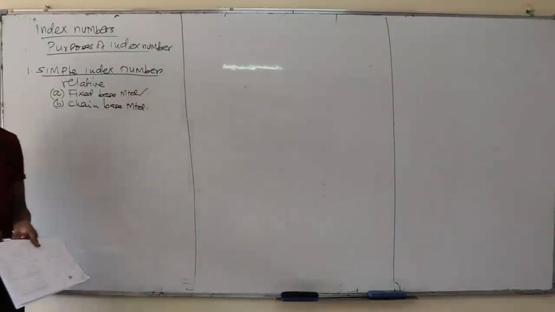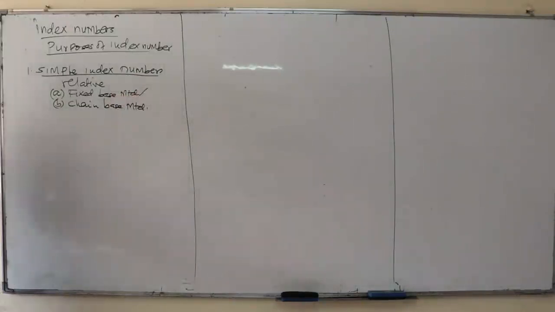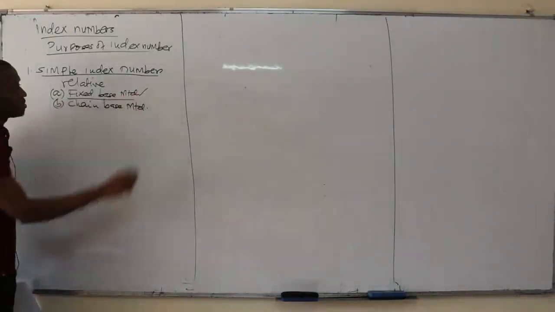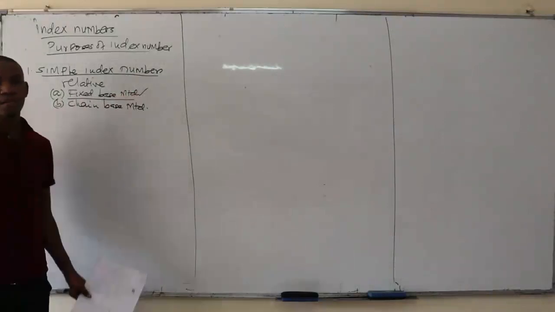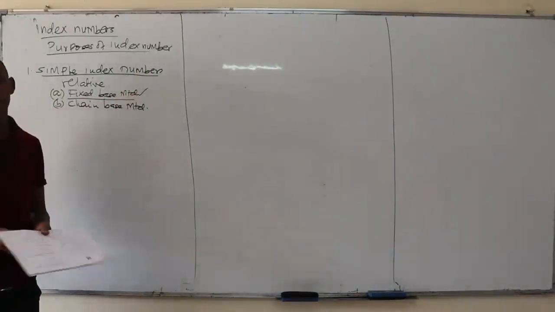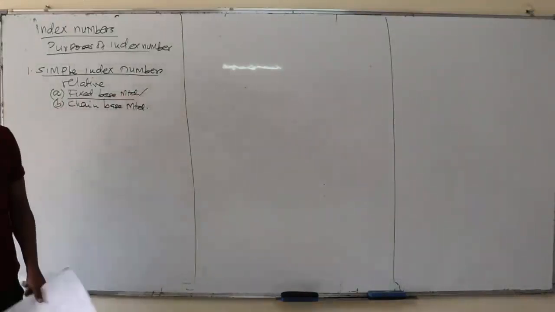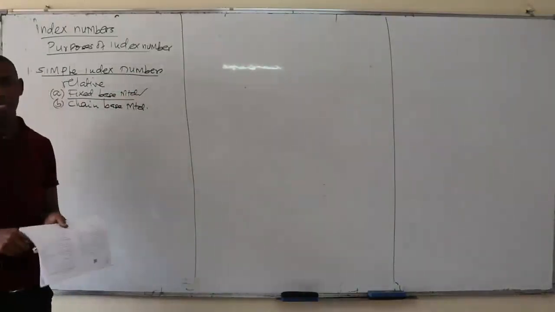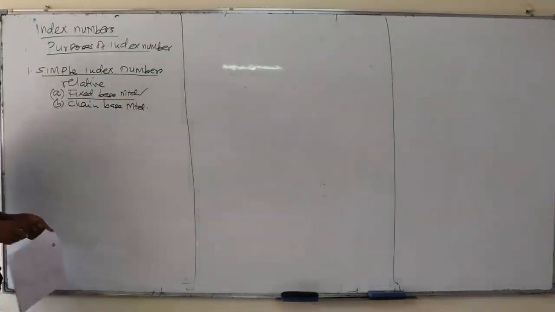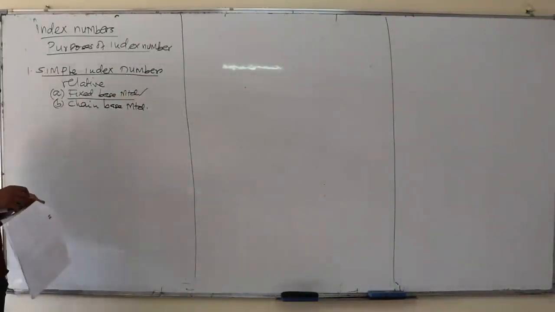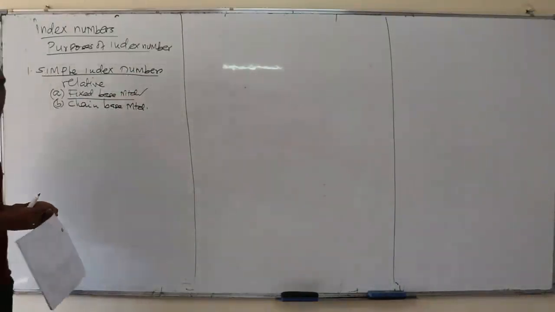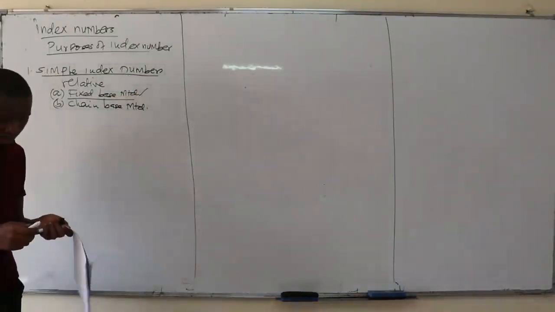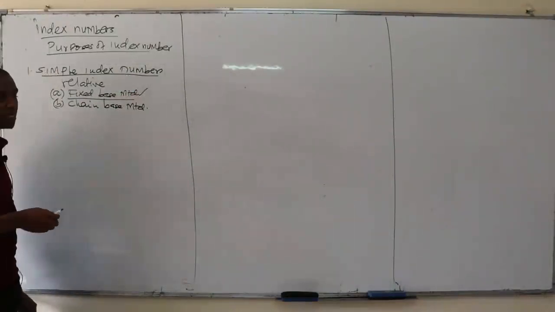The fixed base method. This is where the base period is fixed, and the subsequent years are expressed as a relative of the base year.